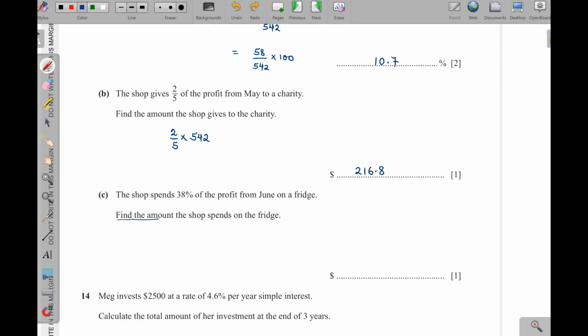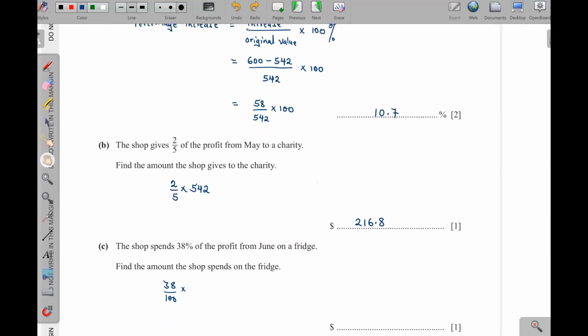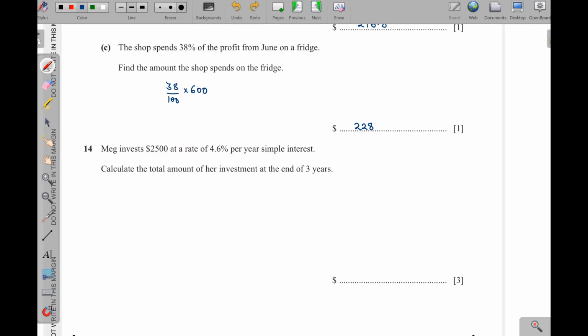And then part C, they are saying that the shop spends 38% of the profit from June on a fridge. Find the amount the shop spends on the fridge. So we have 38% of the profit from June. June, was it 600? Yes, it was 600. So times 600. Automatically, these two zeros will cancel with that, so we have 38 times 6. What do we get?